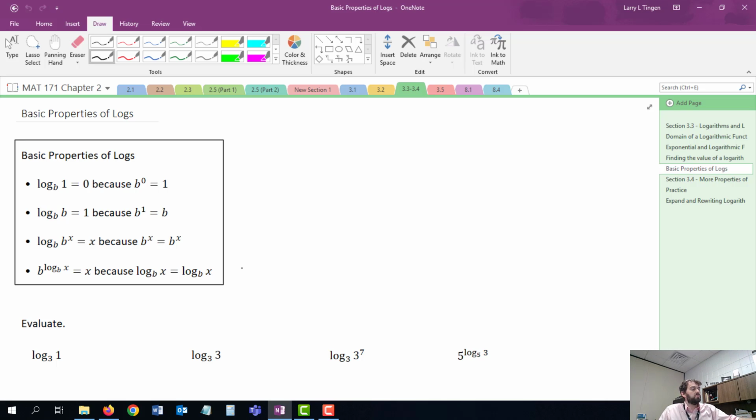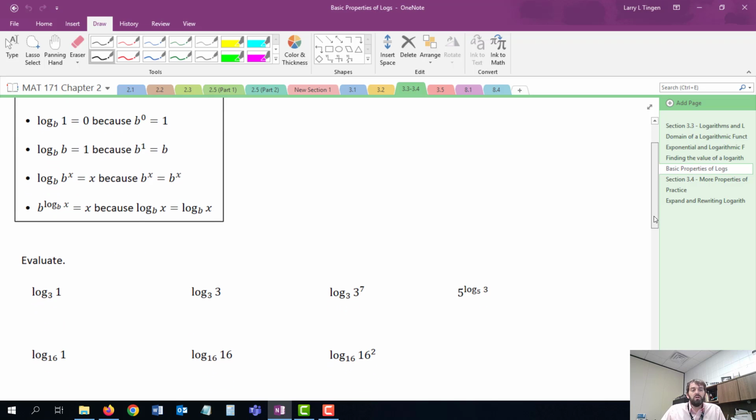All right, so those are our basic properties. So let's use these properties to evaluate some logs. Log base 3 of 1. What do I raise 3 to get 1? 0. You're going to see similar patterns here as we go.